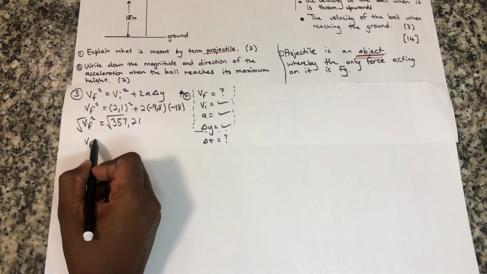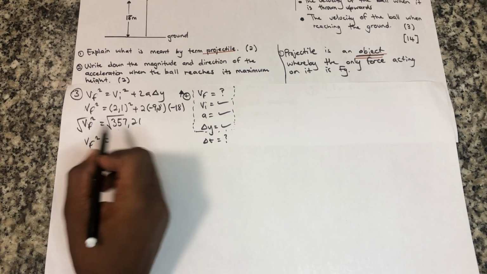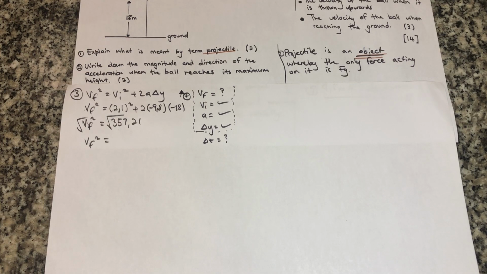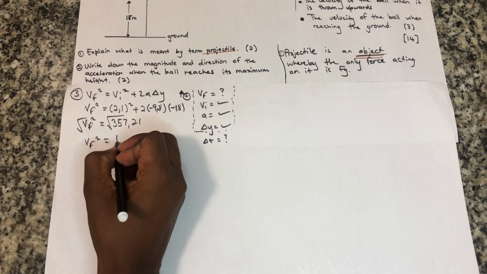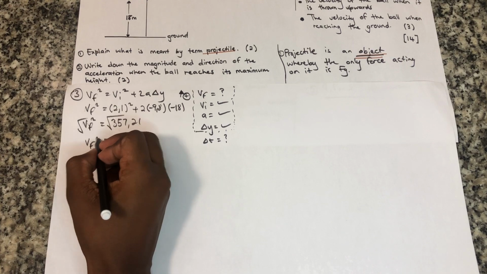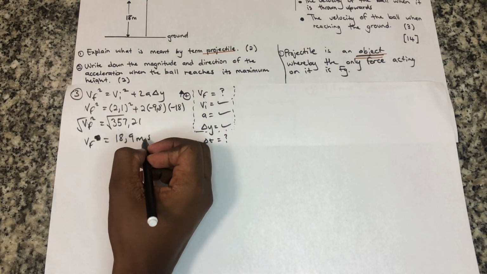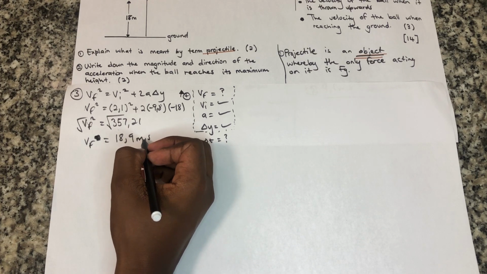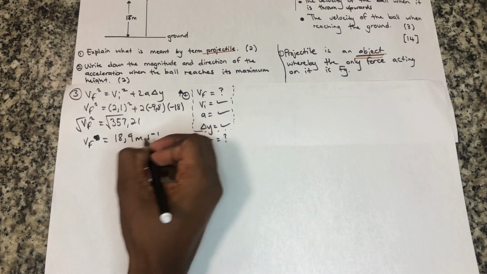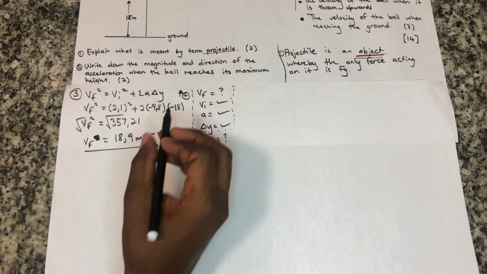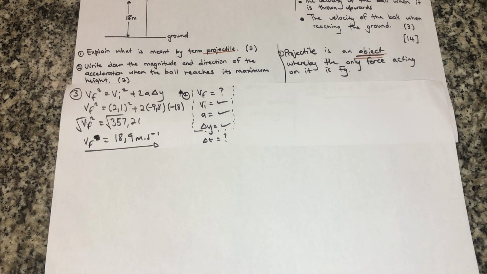So VF squared, cancel the square, so square root there. So put the square root there of 357.21. I hate calling numbers this way, by the way. So 18. Sorry, the square is not another. 18,9 meters per second. So that's the final velocity whereby the ball will strike the ground. When the ball comes back to strike the ground, it will strike the ground at 18,9 meters per second.